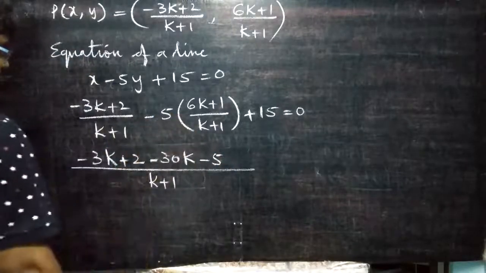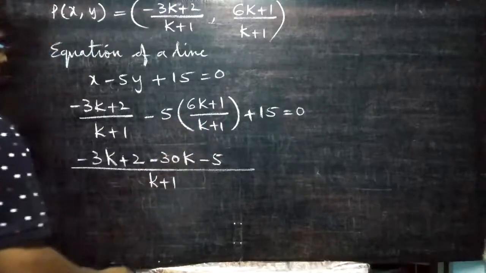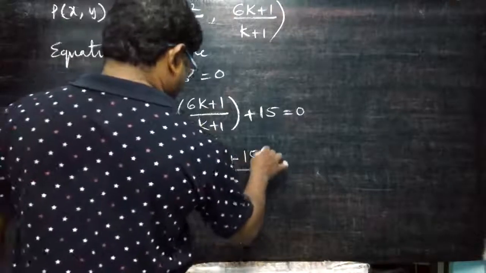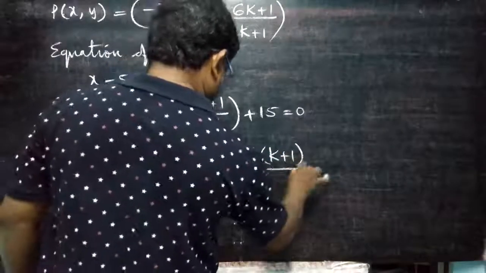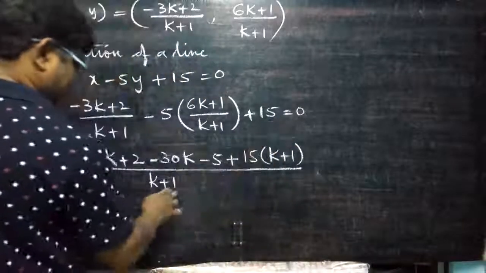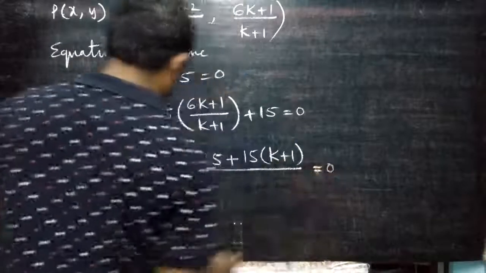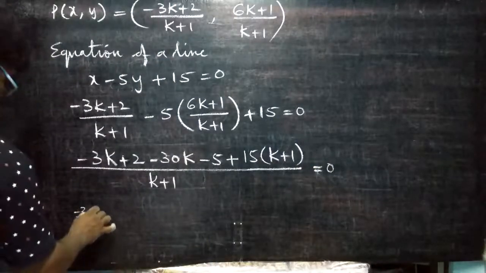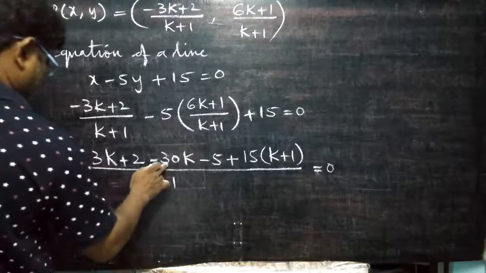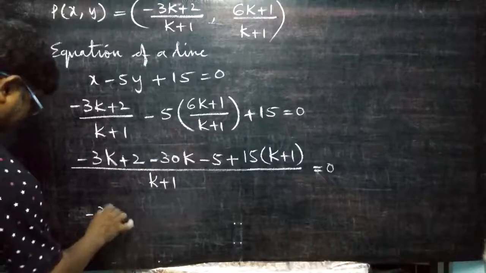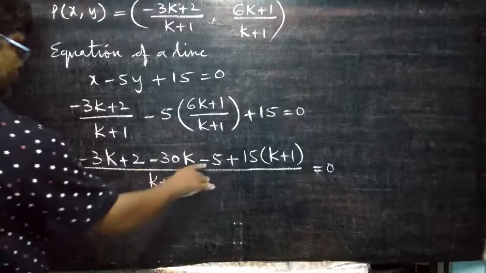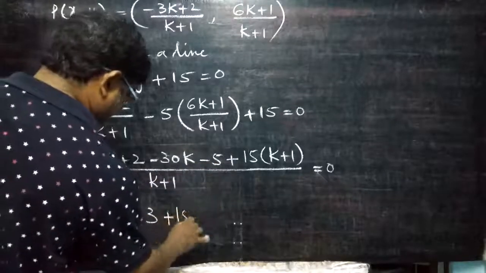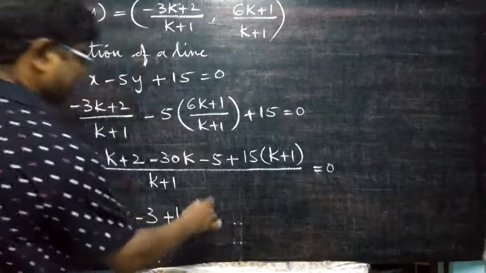Directly we have to multiply with the minus 5. So minus 3k plus 2, minus 30k minus 5, plus 15 into (k plus 1) is equal to 0. Slowly do. Now minus 3k minus 30k is minus 33k, plus 2 minus 5 is minus 3. Next plus 15k plus 15.